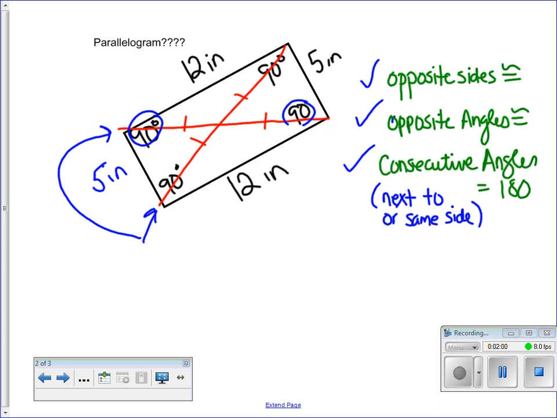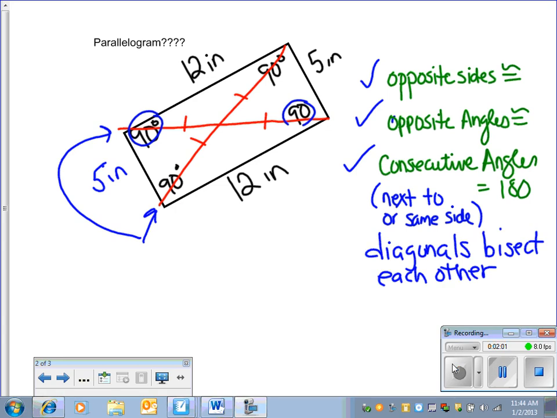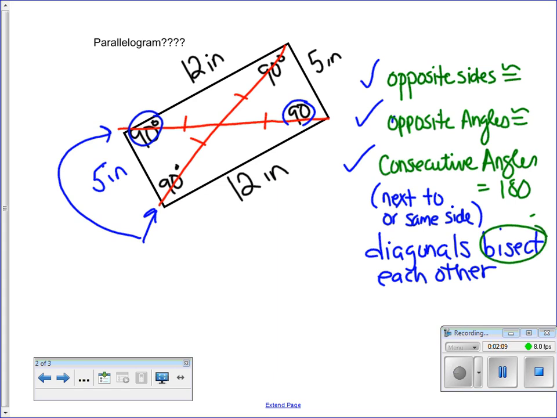Okay, last but not least, let's see if the diagonals bisect each other. We know that this word bisect means that when they cross or cut, they are equal. So if I go from here across, I notice my tick marks, and they are definitely equal. So guess what, folks? This figure, yes, is definitely a parallelogram.